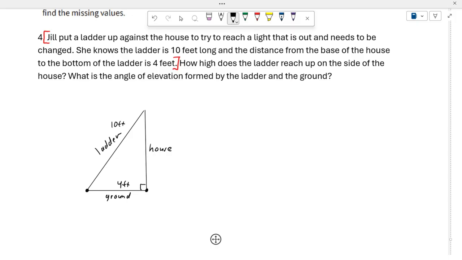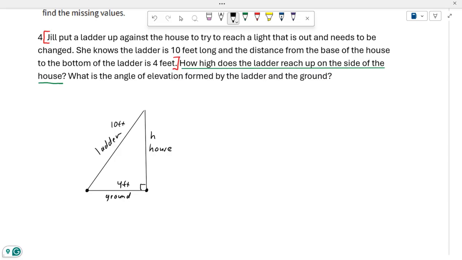So like I said, the part in the red bracket doesn't change, but now there are 2 questions appended to this description. The first question says, how high does the ladder reach up on the side of the house? How high does the ladder reach? In our picture, that is represented by my vertical distance, h. How high does the ladder reach up? So my height.